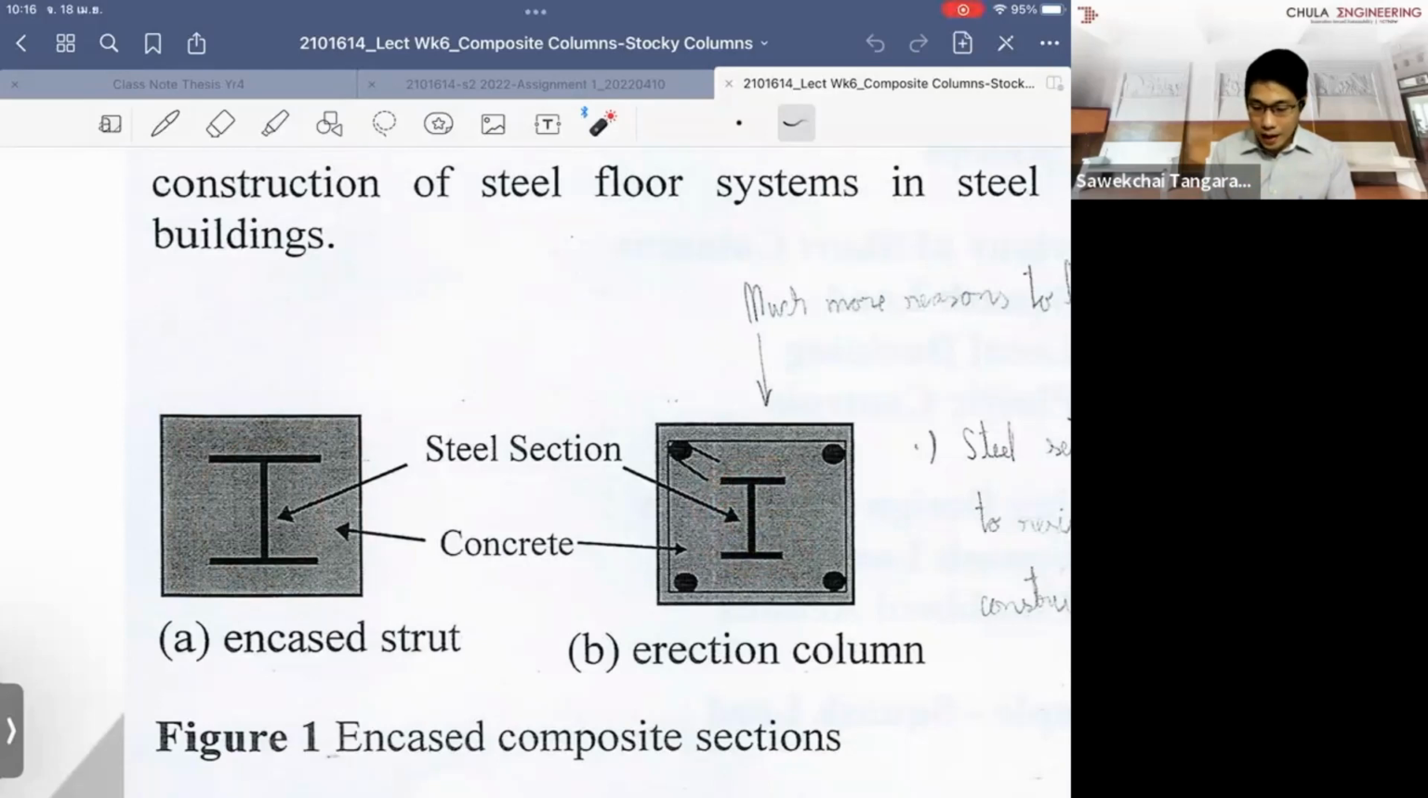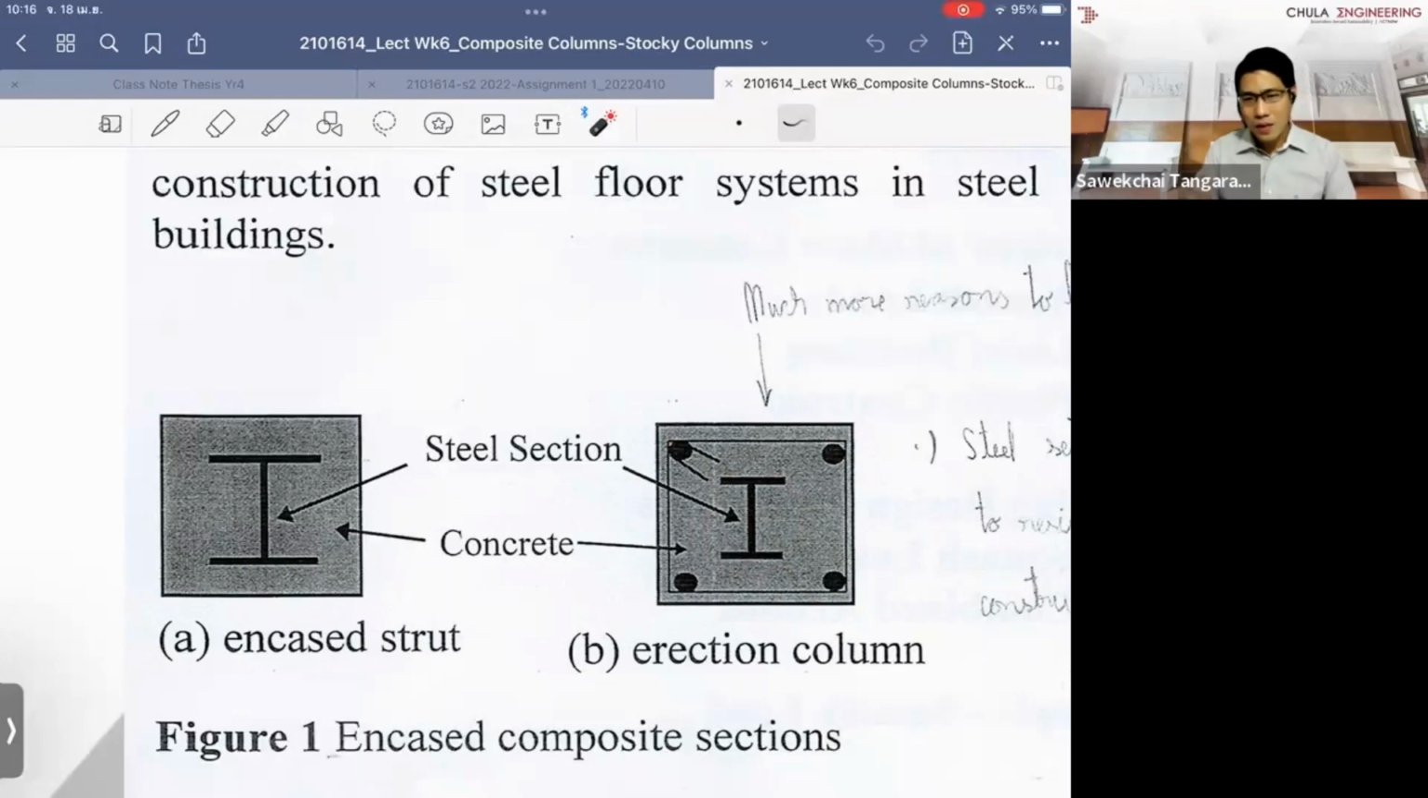So when we have the encased section, they provide the reinforcing steel more likely in the corners so that they can cast the column, and they insert the steel column in the middle. In this case, when you have the encased concrete column, the benefit that you get straight away is that the steel member doesn't have local buckling, so it can utilize the maximum capacity of the section.